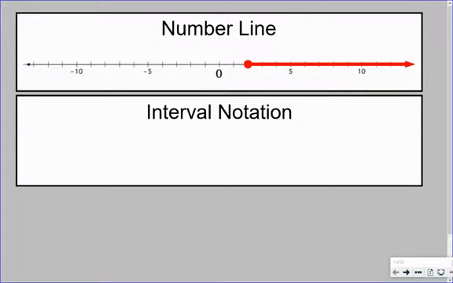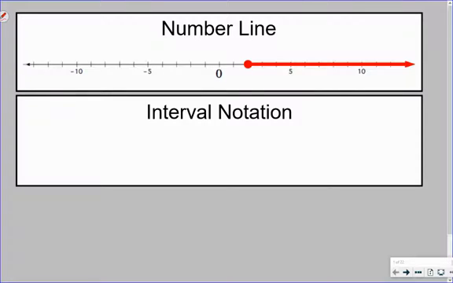Hi everyone. Today we're going to be talking about interval notation and domain and range. In order to understand domain and range, we're going to go back to something that we were supposed to learn about in first trimester, but we never got around to it. So first, we're going to discuss interval notation.